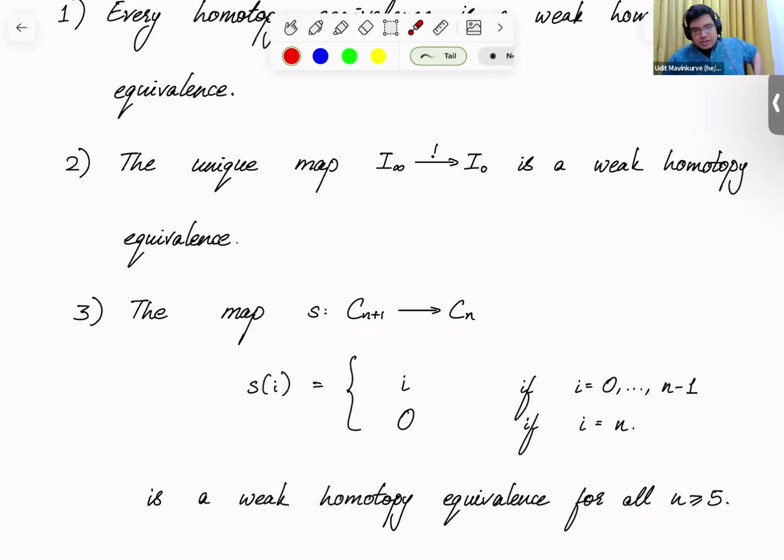We're going to see that as a result of a theorem that we'll see later: it's going to induce an isomorphism on all the homotopy groups only when n is greater than or equal to 5. We saw that C3 and C4 are contractible, and C5 is not, so the map from C5 to C4 is not going to be a weak homotopy equivalence. But in all other cases, C5 and above, if you look at the map from C6 to C5, C7 to C6, etc., they're going to be weak homotopy equivalences.